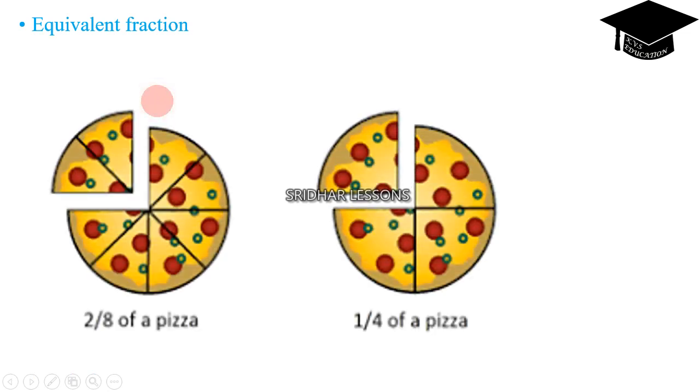Again, equivalent fraction example. These 2 parts were separated from this pizza. So 2 by 8, totally 8 parts. So 2 by 8 of a pizza is equal to 1/4 of a pizza. Because according to calculation, 2 by 8 by cancellation will equal 1 by 4. So 2 by 8 of a pizza is equal to 1 by 4 of a pizza.